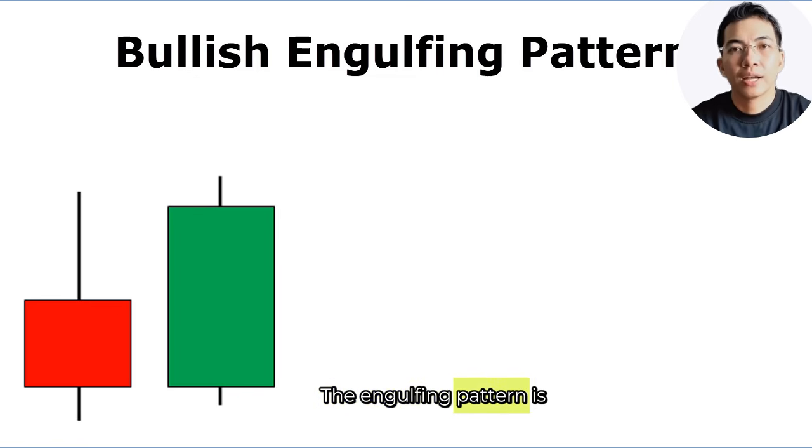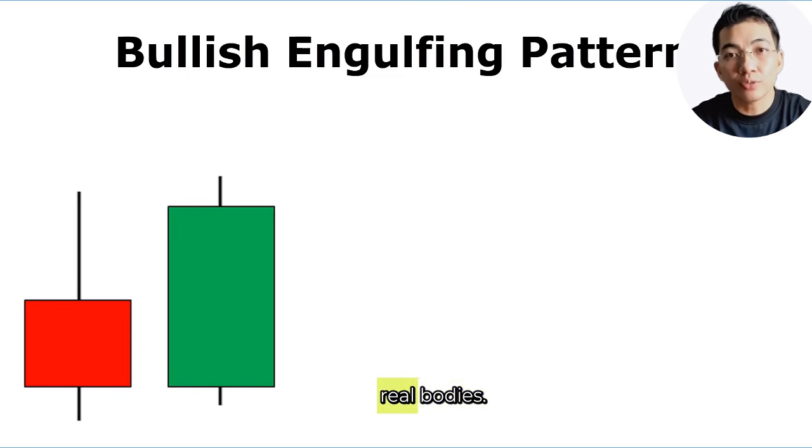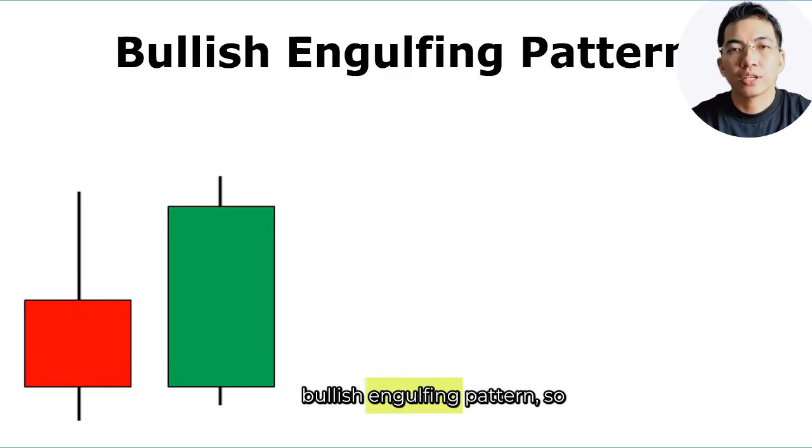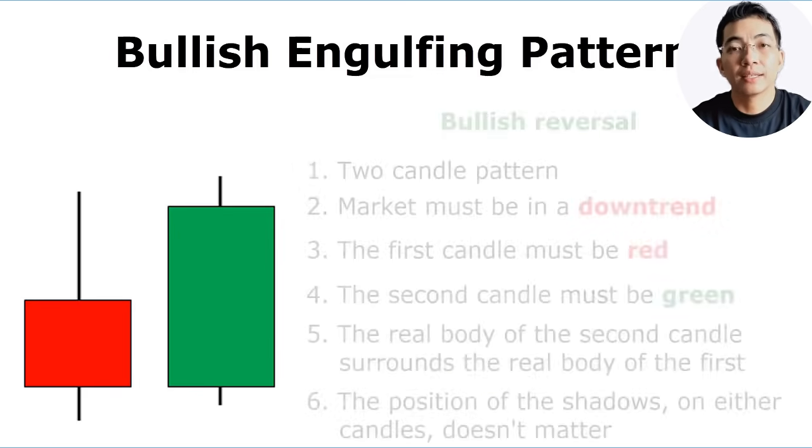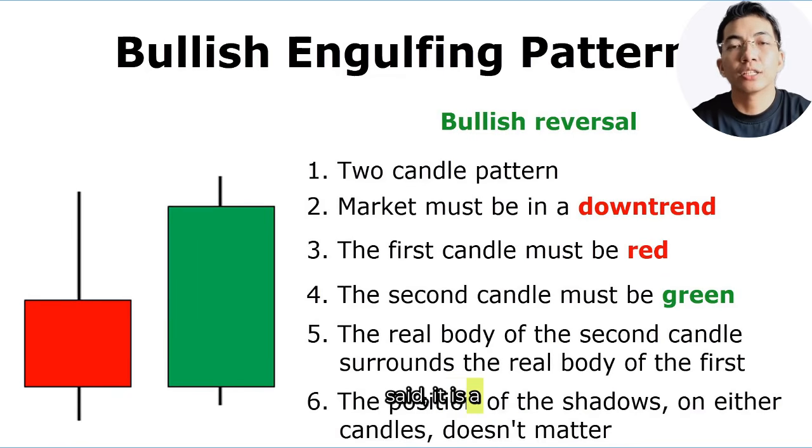The engulfing pattern is a major reversal signal with two opposite color real bodies. In this lecture, we are focusing on the bullish engulfing pattern, so let's have a look at the properties. As I have already said, it is a two-candle pattern. The market then must be in a downtrend.